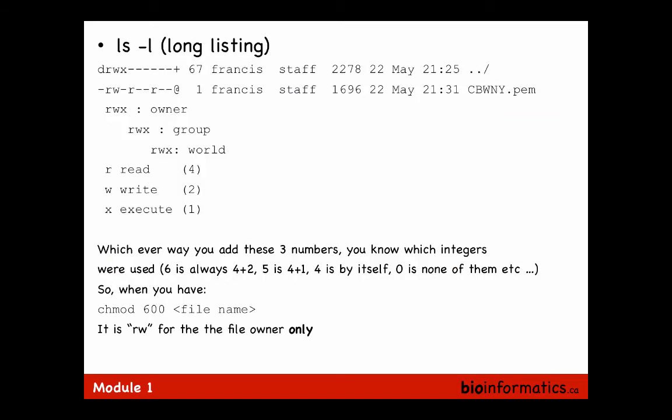So a few words about Linux permissions. When you do a long listing, the first position is usually a d or a dash. D means this file is a directory. By the way, a directory is a special file under Linux. The others are permissions. The first three letters stand for owner permission, the next three stand for group permission, and the next three stand for world permission. So if we change permission to 600, that means readable and writable by the owner only. So we make this key private to yourself.